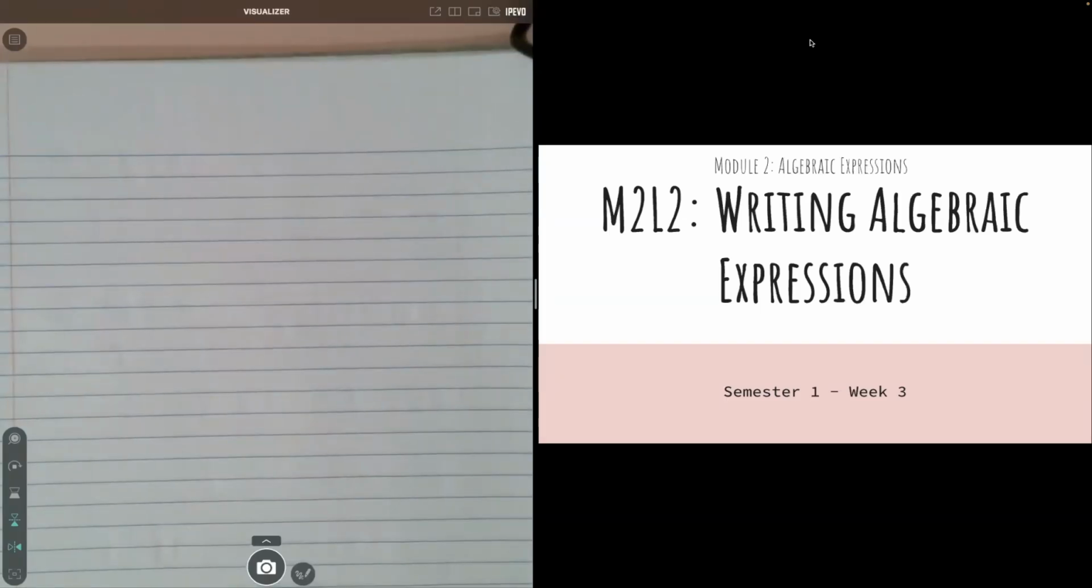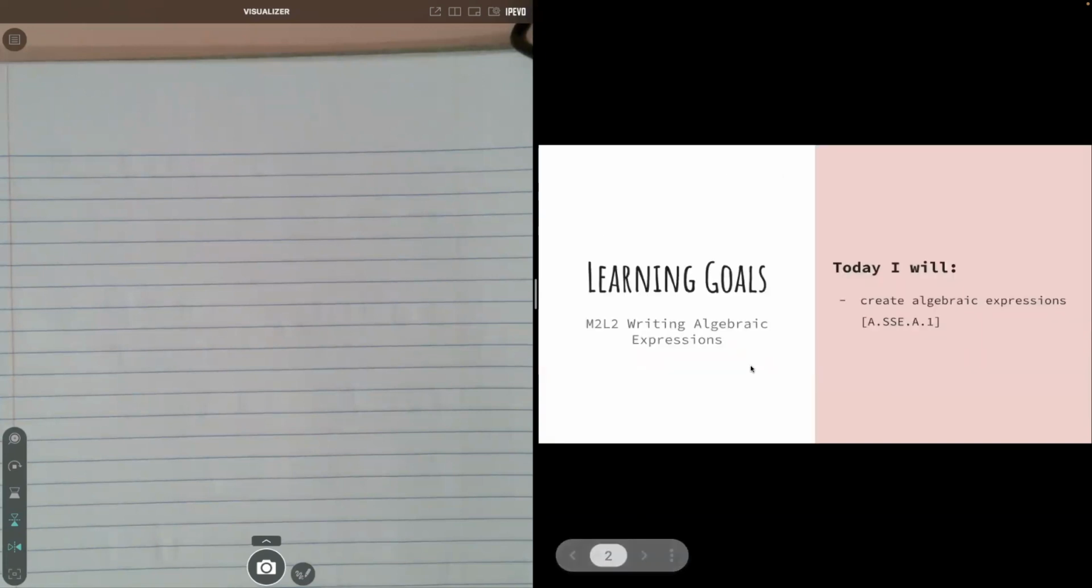Okay, Module 2, Lesson 2, Writing Algebraic Expressions. So now we're going to get into what algebraic expressions are and all that. The first learning goal for today is create algebraic expressions.